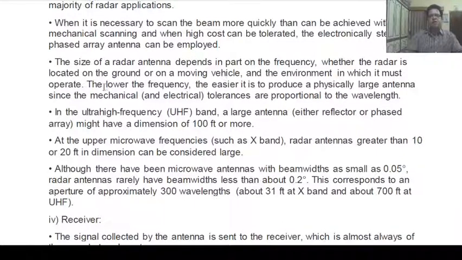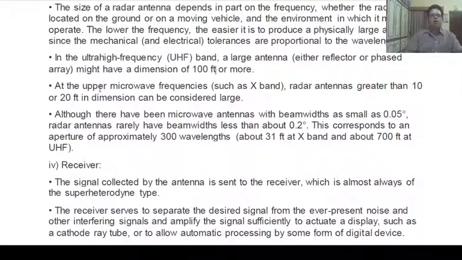The lower the frequency, the easier it is to produce a physically large antenna, since mechanical and electrical tolerances are proportional to the wavelength. In the ultra high frequency band, a large antenna, either reflector or phased array, might have a dimension of 100 feet or more. At the upper microwave frequencies such as X-band, a radar antenna greater than 10 or 20 feet in dimension can be considered large.